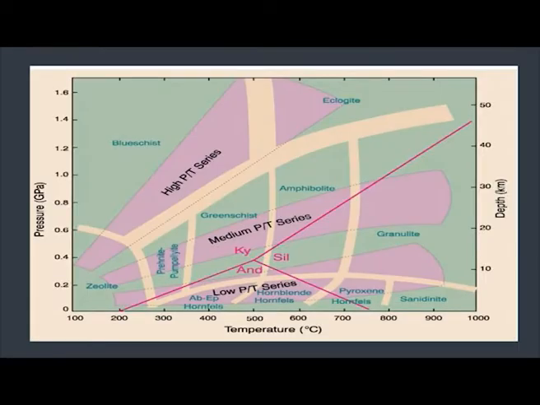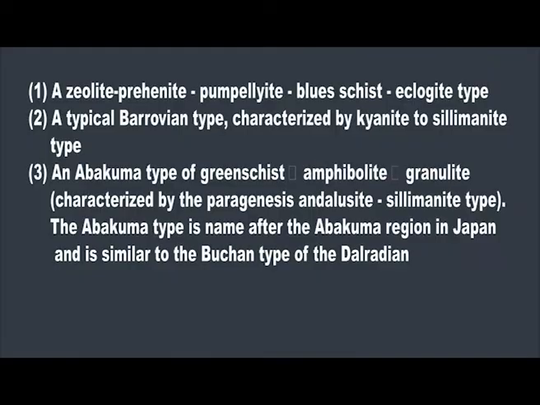On the basis of pressure and temperature, we can divide the metamorphic facies into three types, mainly: A. Facies of low pressure, B. Facies of intermediate pressure, and C. Facies of high pressure. Miyashiro originally recognized three different facies series. First is the zeolite, prehnite, pumpellyite, blue schist, eclogite type. Second, a typical Barrovian type characterized by kyanite, sillimanite type. And third, an Abukuma type of green schist, amphibolite, granulite characterized by paragenesis of andalusite, sillimanite type. The Abukuma type is named after the Abukuma region in Japan, and it is similar to the Buchan type of the Dalradian.